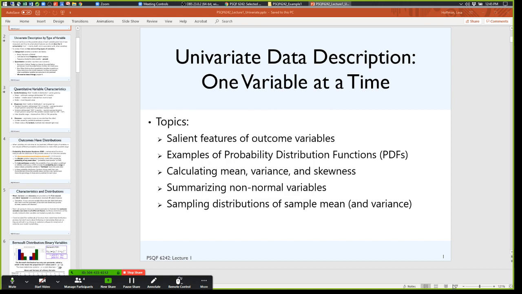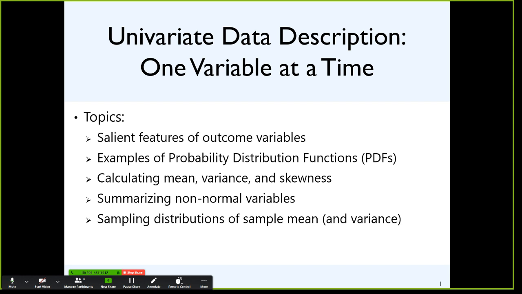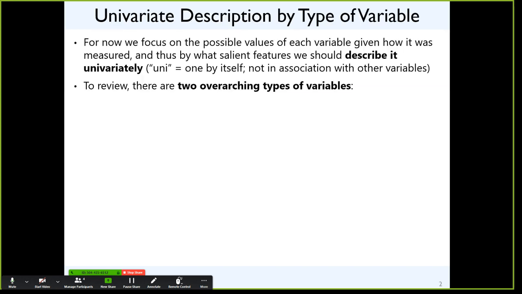So with that being said, how about we start lecture 1 here, one variable at a time. So first off, what do we need to know about variables? We'll talk about how variables follow functions, probability distribution functions, and then how to grab the salient information by which we can describe one variable at a time.